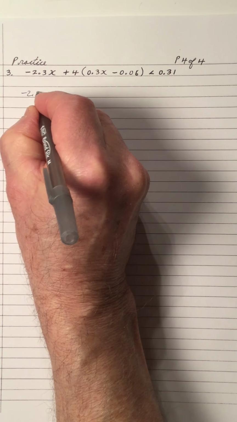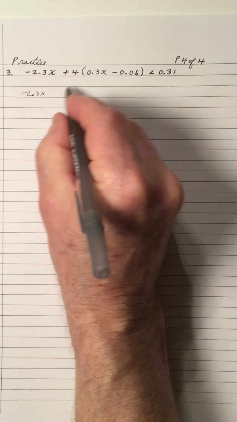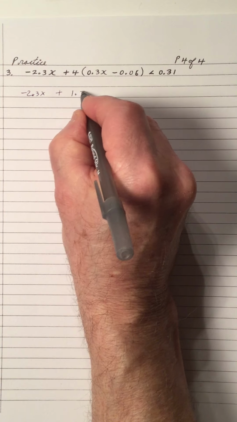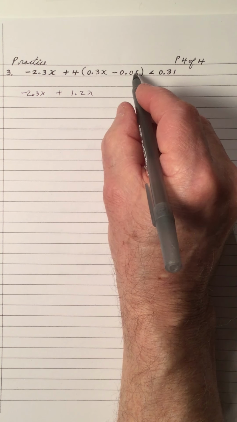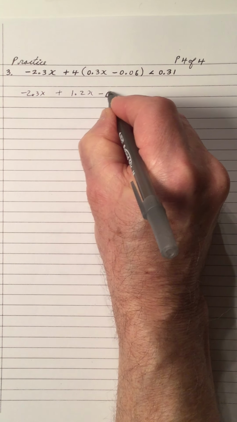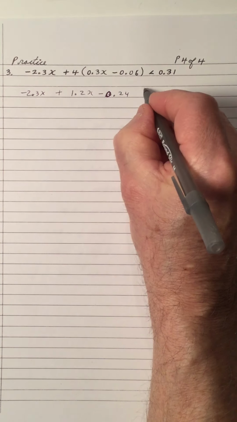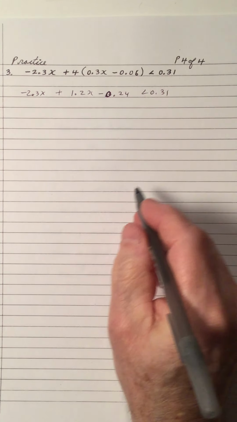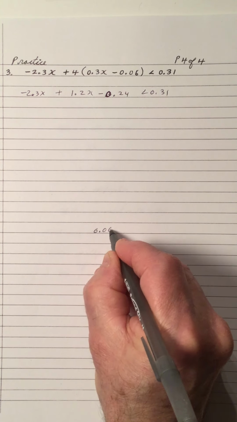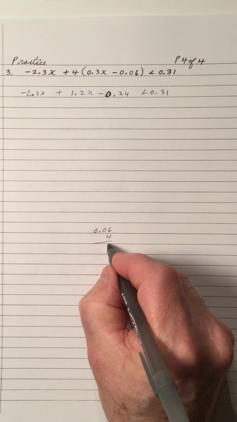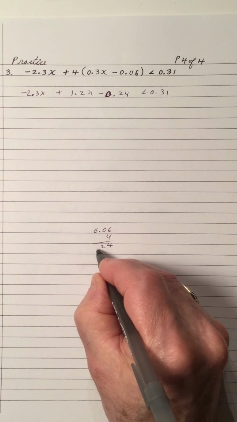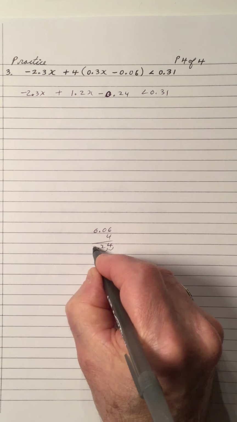So negative 2.3x. 4 times decimal 3 is 1.2x. 4 times decimal 1/6 is a negative, I put a 0 first, I guess, 0.24. And just to do that multiplication, if I'm going to do it down here, 0.6 multiplied by 4, 4 sixes are 24. And I have 2 decimal places here, so I got to go 2. So there it is.